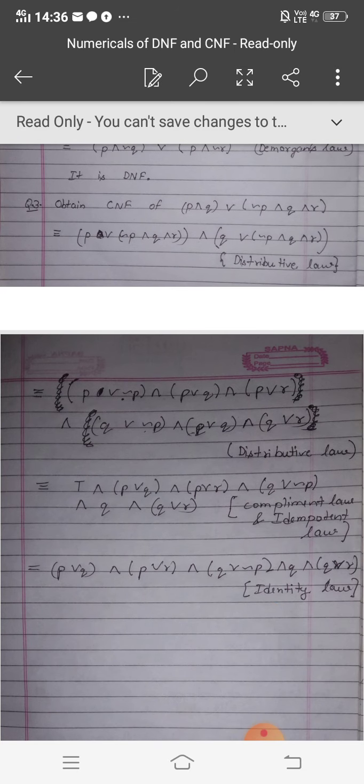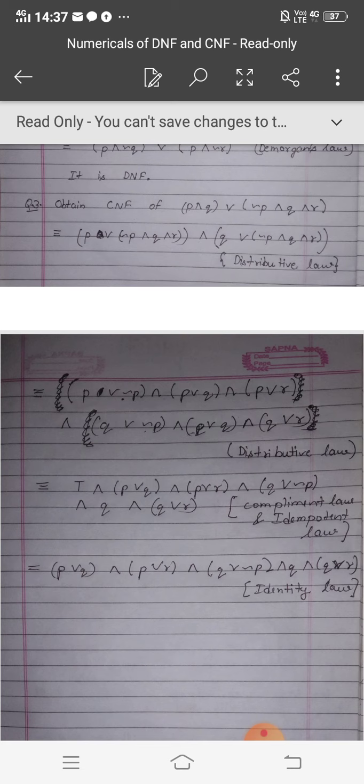Now you have to obtain CNF, means conjunction of disjunctions, or we can say and of ors, means outside the bracket it should be and, inside the bracket it should be or. So here how to simplify? P and Q or not P and Q and R. So just apply distributive law. We can see distributive law is applied here.